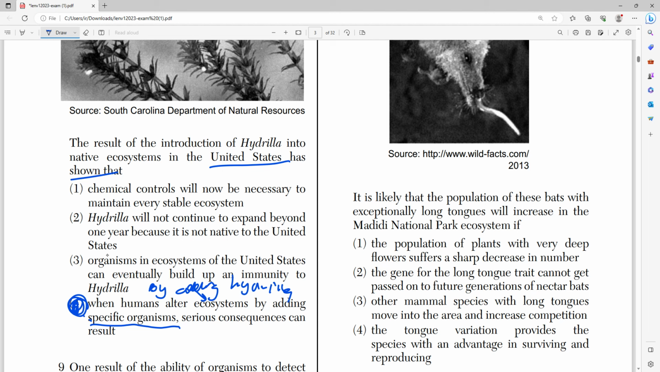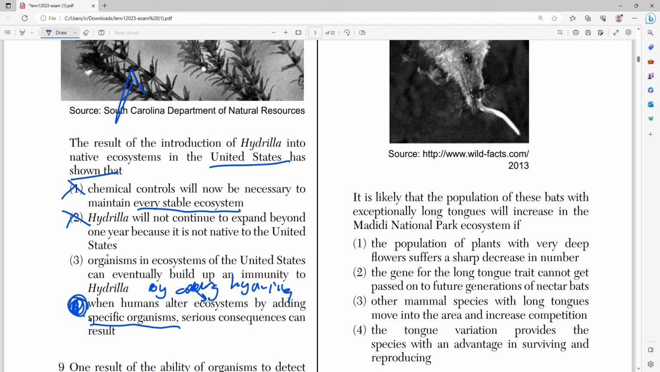We can go over the other three choices. Number one, chemical controls will now be necessary to maintain a stable ecosystem. That's wrong, right? Not every stable ecosystem needs chemicals. This one doesn't even need chemicals, right? Number two says Hydrilla will not continue to expand beyond the United States. That's wrong, right?